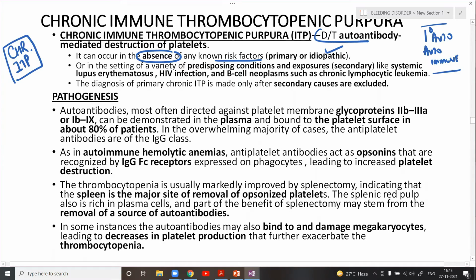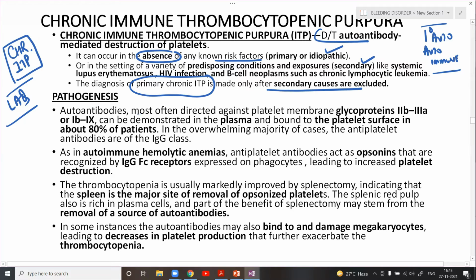Now, for example, if it is occurring secondary to other conditions like, as I told you, SLE, HIV, or neoplasms, then secondary causes are there. So remember, the diagnosis of primary chronic ITP is only made after the exclusion of secondary causes. Now the first important thing that we will see, and this is an exam question, it is a long answer question which comes from ITP.